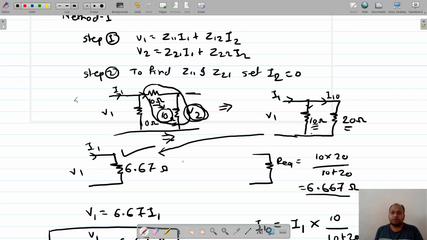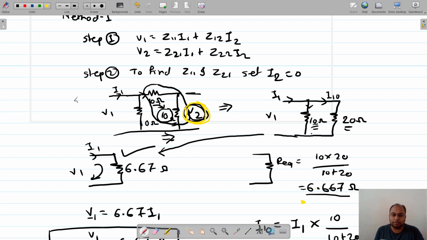Is that fine? Now we have simply applied KVL to this particular circuit, and therefore V1 is equal to 6.67 I1 was the equation, right? Once we take this I1 to the left hand side, we get this Z11. Now what is our interest? We need to find out the drop across this 10 ohm resistor. So the interest was to find out V2, isn't it? So we need to find out V2.